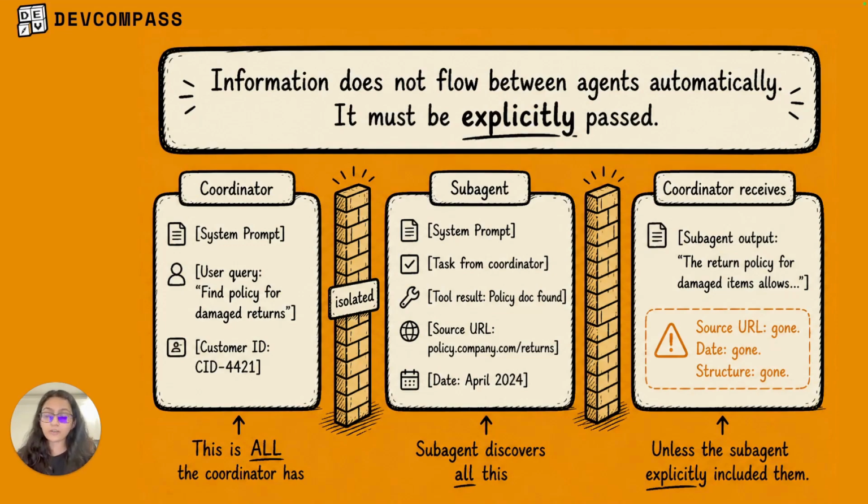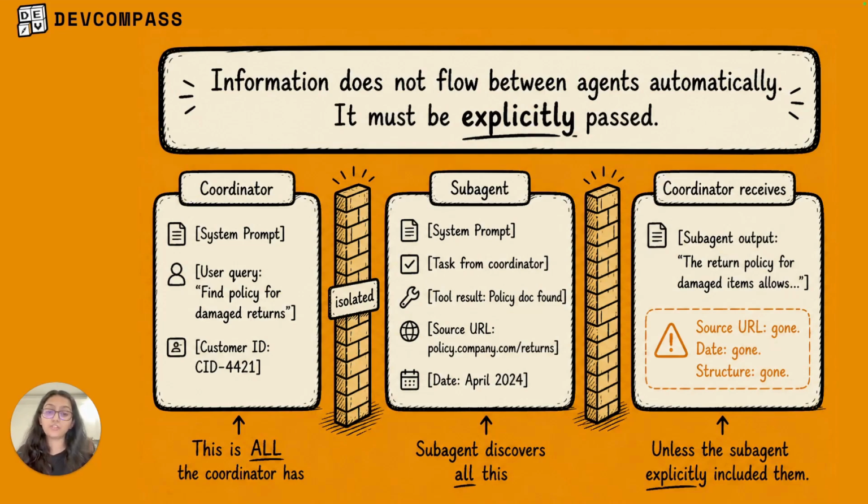The coordinator's context window contains the system prompt, the original user query, and the customer ID. That's all it has. It spawns the sub-agent and passes it a task. The sub-agent's context is completely separate. It has its own system prompt, the task the coordinator gave it, and whatever it discovers while running. Tool results, retrieved documents, found data. None of this is visible to the coordinator while the sub-agent is running.